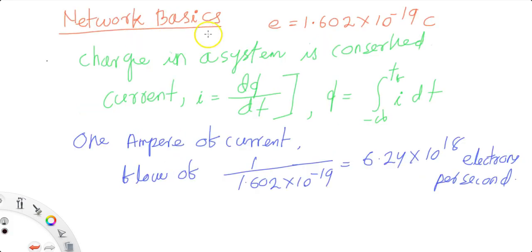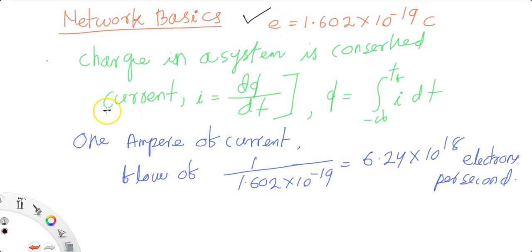So, network basics. You know that electric current involves electric charge, and the quantity of charge is 1.602 into 10 to the power minus 19 coulomb. Charge in a system is always conserved, right? And the charge exists as an integral multiple of positive e or negative e.